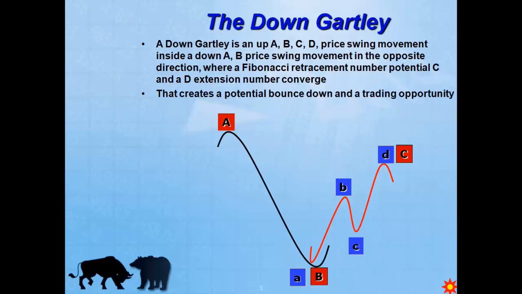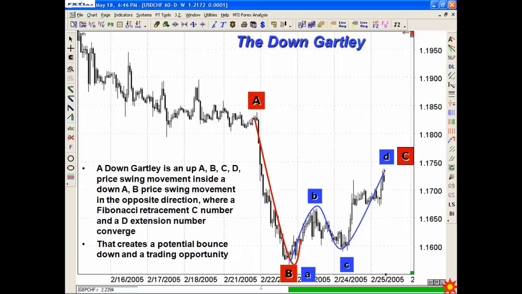Gartley was an individual who wrote a book, and it originally was called the 222 Gartley because it was on page 222 of his book, which was sold in the 1930s for about $1,500. So it's a very valuable technique that repeats itself constantly.